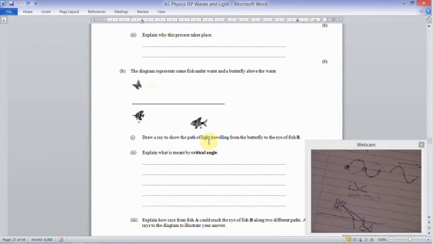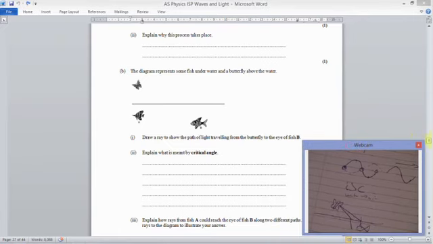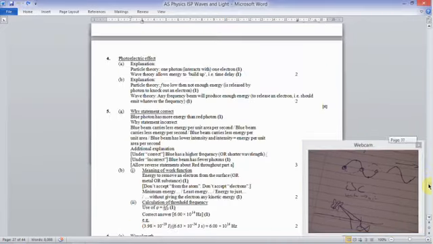So explain what is meant by the critical angle. Remember, the critical angle is the key definition. Again, I want to show you from the mark scheme. Only 2 marks, so it's pretty straightforward. It's the angle at which total internal reflection begins, or it's 1 over this.